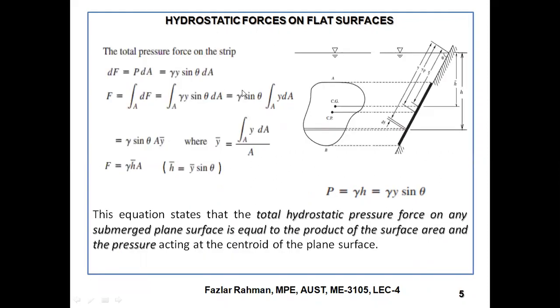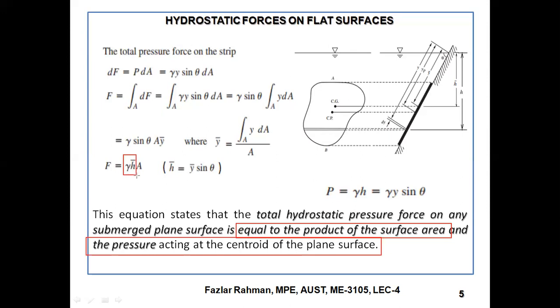This slide is the same thing. I just explained it again over here. The total hydrostatic pressure force on any submerged plane surface is equal to the product of the surface area and the pressure working at the centroid of the plane surface. You see what gamma is. Gamma is actually the pressure, and that pressure is working at the center of gravity or centroid of the plane surface.